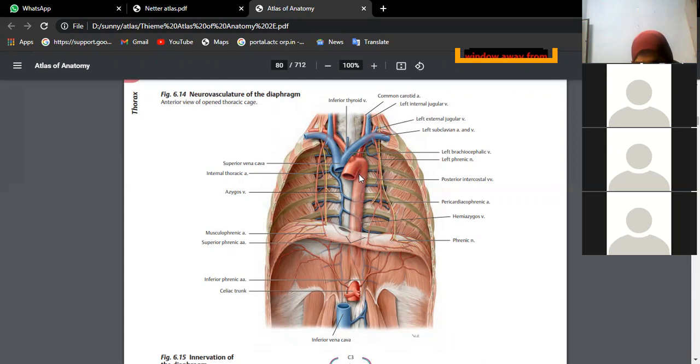So check for this thoracic aorta, arch of aorta, thoracic aorta piercing the diaphragm and continuing as abdominal aorta. Okay, check for the blood vessels. On the right side, we have brachiocephalic trunk dividing into right common carotid and right subclavian. On left side, we have left common carotid directly and also left subclavian coming directly from arch of aorta. Then these are two brachiocephalic veins. Right and left brachiocephalic veins will drain into superior vena cava.